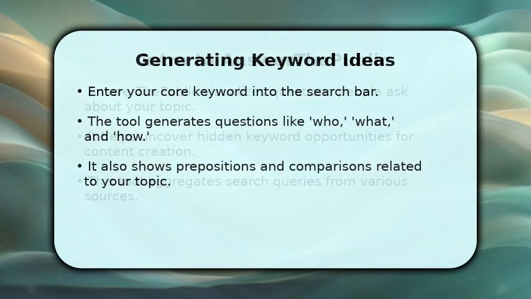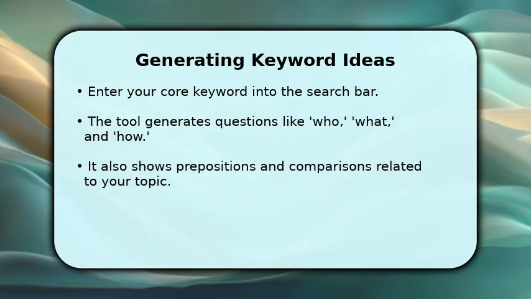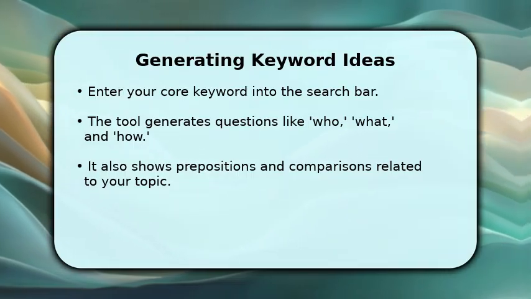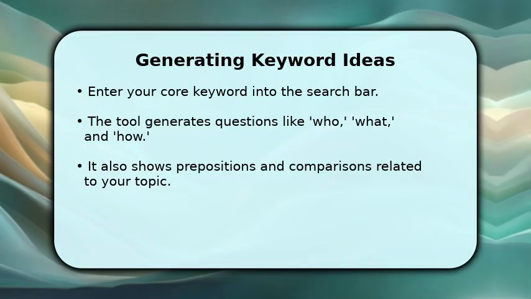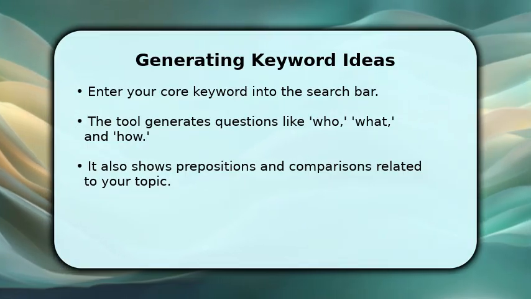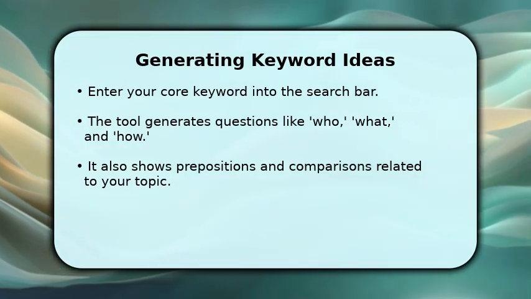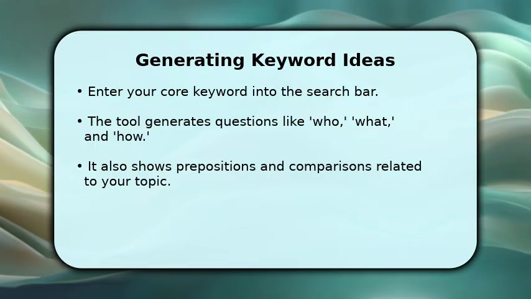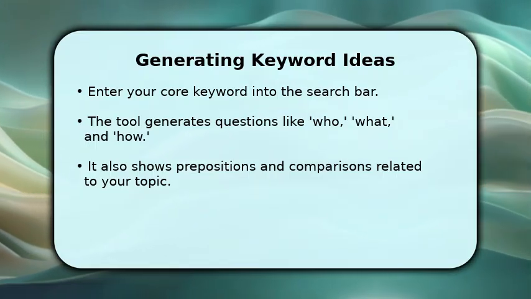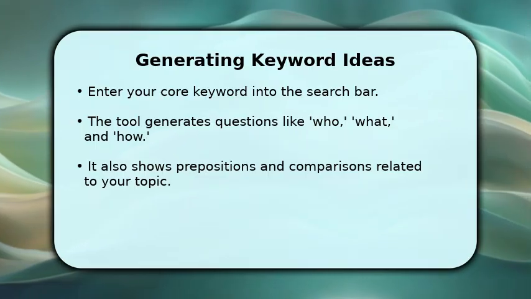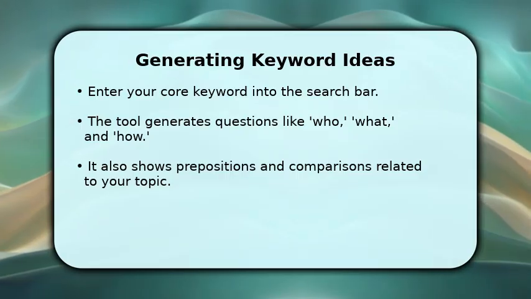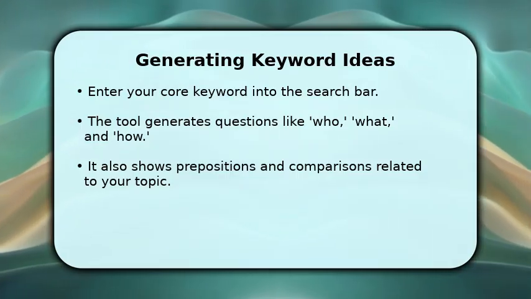To begin, simply type your main keyword into the search bar and select your country. Answer the Public then generates a comprehensive visualization of questions, prepositions, and comparisons. You'll see categories like what is, how to, and versus, giving you a broad spectrum of user queries. This initial step provides a rich dataset of potential long-tail keywords and content angles to explore.